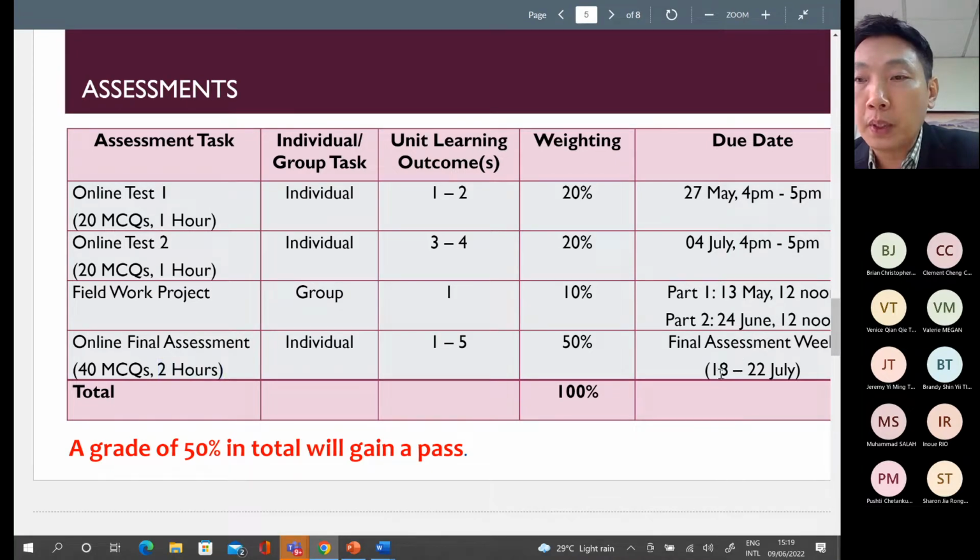It should be within 18 to 22nd of July, within this week. But I'm still waiting for the exam unit to confirm the date. I asked them to schedule it in the afternoon because we have international students in different time zones. So I asked them to schedule the mathematics final assessment in the afternoon.